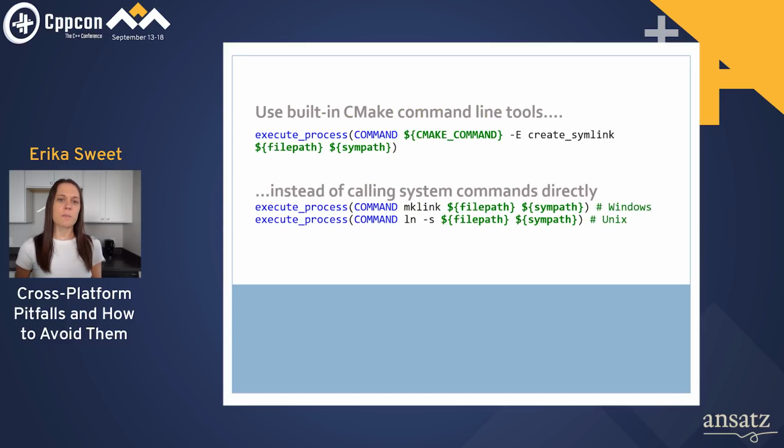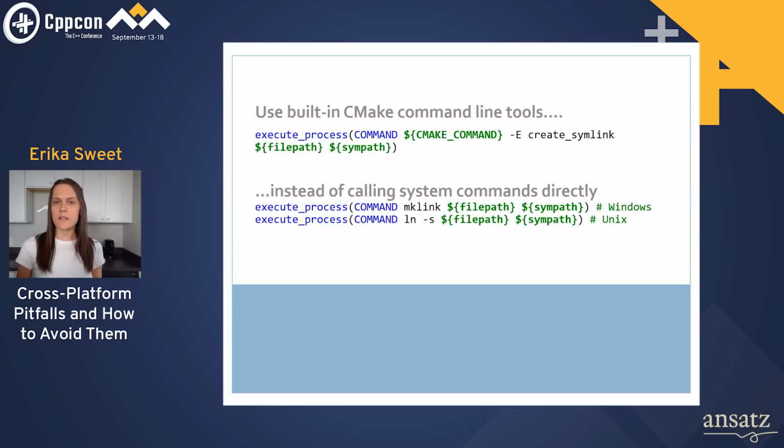First is to use built-in CMake command line tools instead of calling system commands directly. So CMake has a lot of abstractions for common system commands like make directory, remove, copy, echo, and you can call them instead of wrapping your system commands in platform-specific logic.